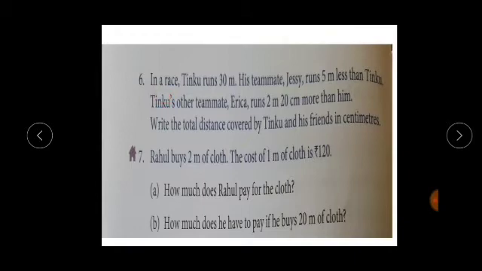In a race, sixth question. In a race, Tinku runs 30 meter. His teammate Jesse runs 5 meter less than Tinku. Tinku's other teammate Erika runs 2 meter 20 centimeter more than him. Write the total distance covered by Tinku and his friends in centimeter. Okay. Tinku runs 30 meter. Jesse runs 5 meter less than Tinku. And Erika runs 2 meter 20 centimeter more than Tinku. So we need to find total how much distance they covered.